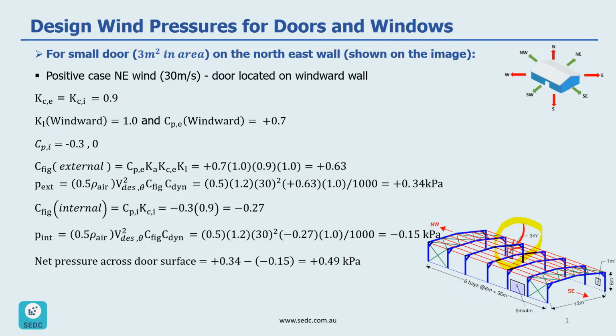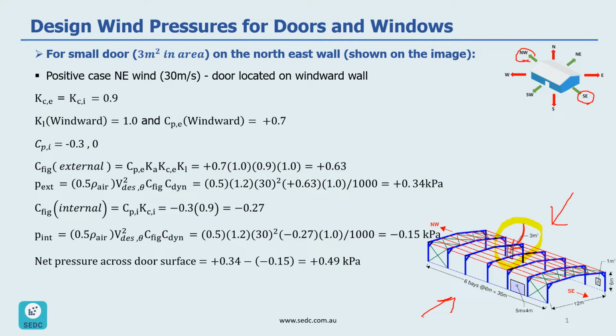So the first situation would be when we have wind in northeast direction. In this situation, we will have positive pressure on the door. The second situation is when we have wind in southwest direction. In this situation, we will have negative pressure on the door. And the third situation is when we have wind in northwest or southeast. In this situation, we will have negative pressure on the door.